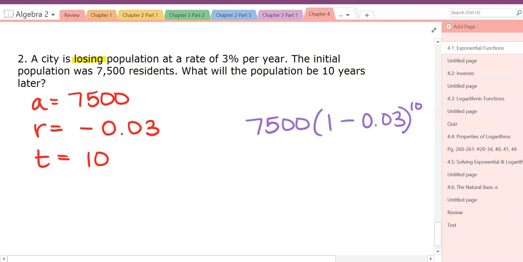Now we're talking about people here, okay? So you got to be careful with rounding. You can't have a portion of a person in a town. Okay, we're not going to go there. So when you round, you have to be careful. What'd you guys get for an answer? 5,530, and that would be residents or people, however you want to label that.